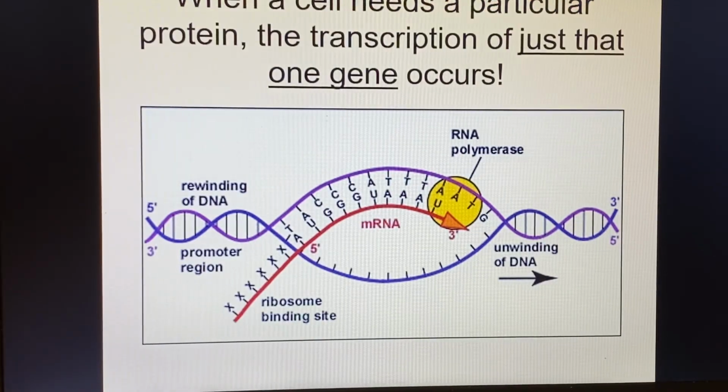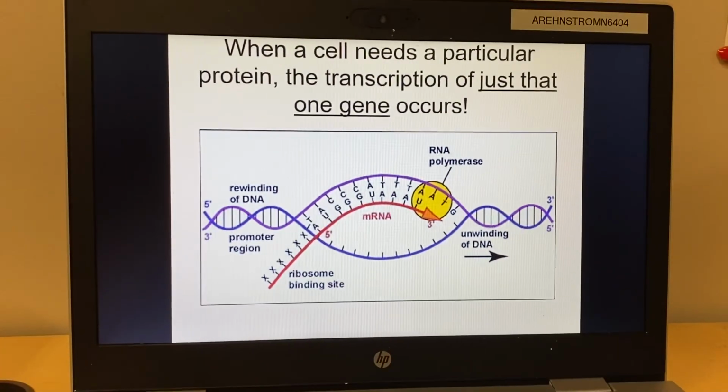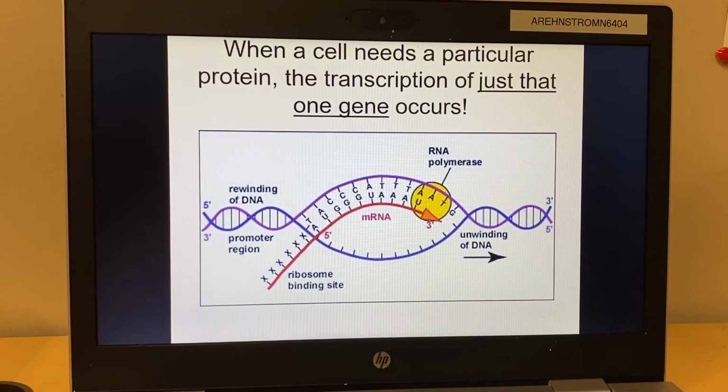Okay, so let's look at the process of transcription. Remember, only the gene that needs to be turned on is going to be turned on, and it's only going to be turned on in the specific cell type. So in the example of insulin, only the insulin gene is going to be transcribed, and only in cells of the pancreas. That's differential gene expression.